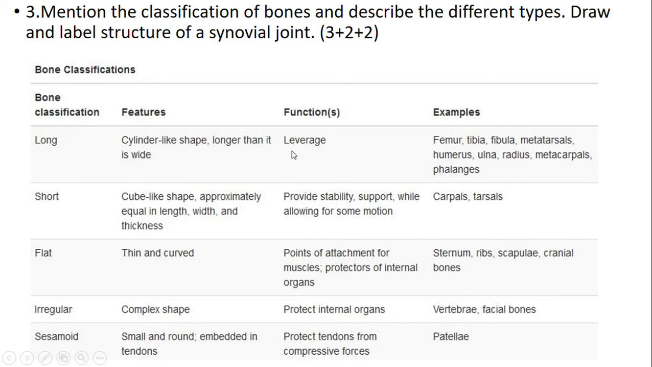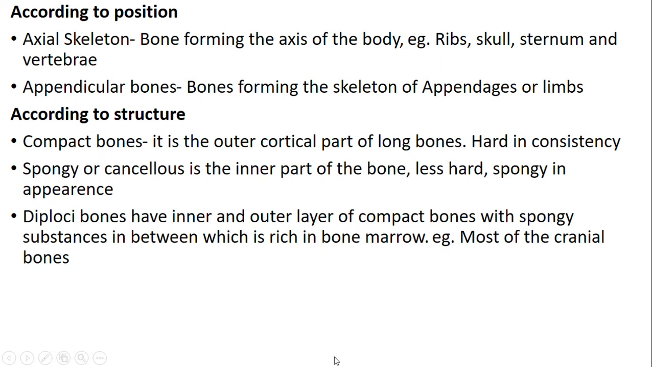Long bones act as leverage, short bones provide stability and support while allowing some motion. Flat bones are the attachment for muscles and protectors of internal organs. Irregular bones protect internal organs and sesamoid bones protect tendons from compressive forces. According to position, there are axial skeletal and appendicular bones. Axial bones form the axis of the body, example ribs, skull, sternum and vertebrae. Appendicular bones are bones forming the skeleton of the appendages of the limbs.